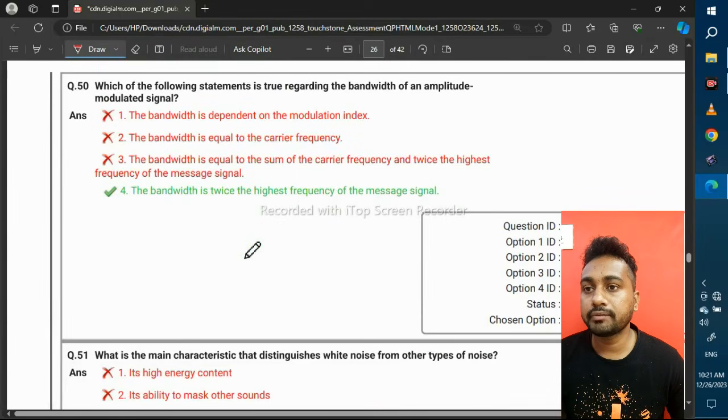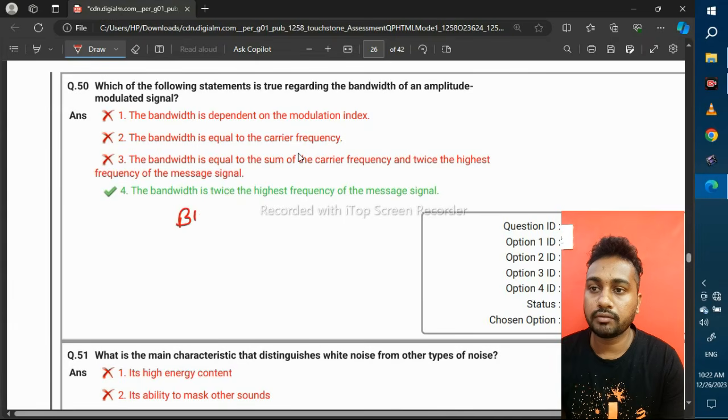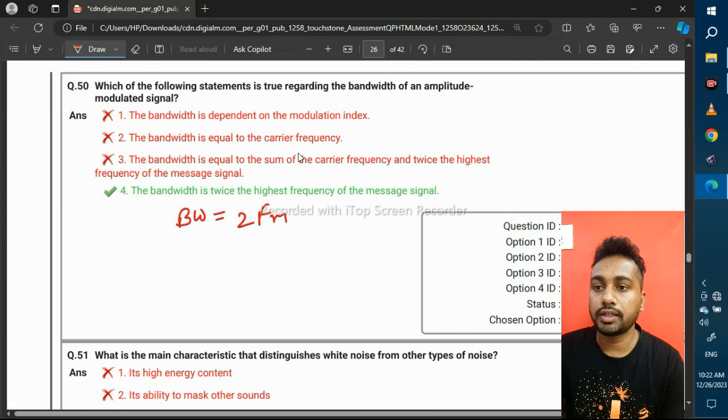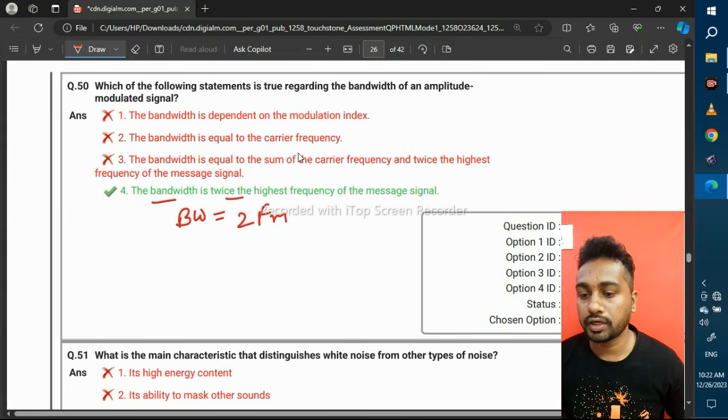Which of the following statements is true regarding the bandwidth of amplitude modulation? What is the formula for bandwidth? Bandwidth is equal to 2 times the maximum frequency. So the bandwidth is twice the highest frequency of the message signal. Question 50 is also right.